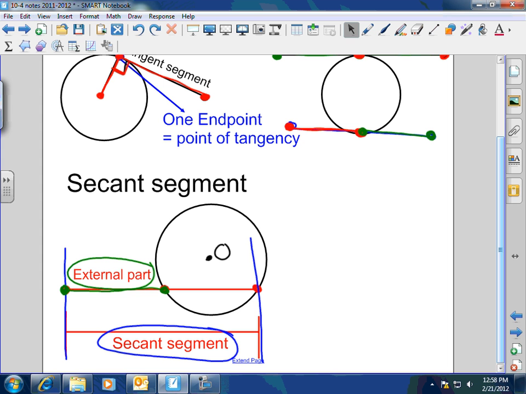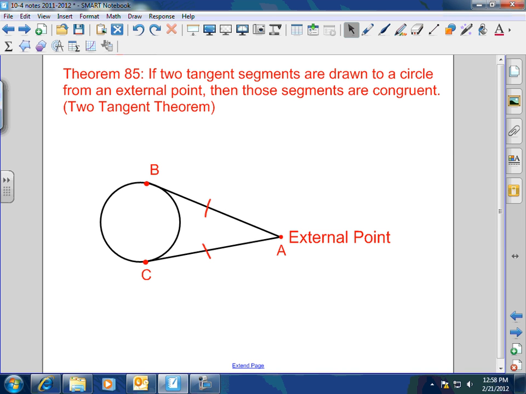Now, does that make sense, guys? External part of the secant, that makes sense? The whole secant segment is the whole entire kit and caboodle? Yes? Okay. Now, almost done.